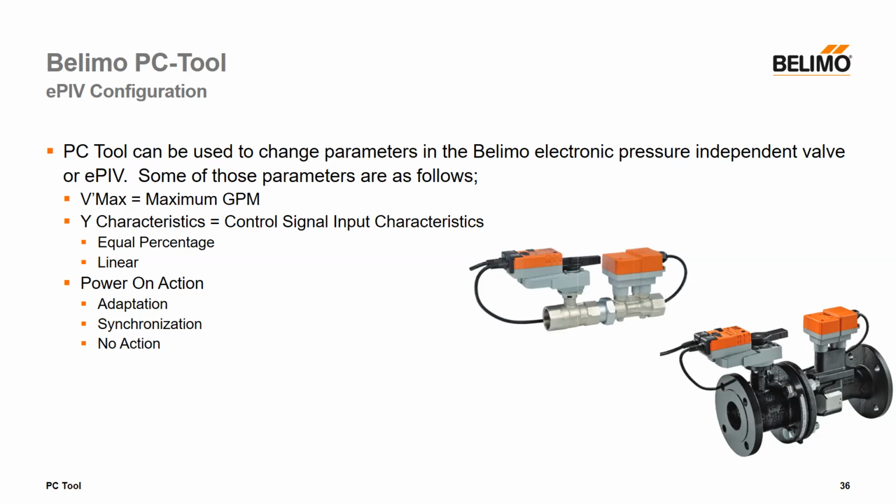So in that case, in a bypass application, using an electronic pressure independent valve, linear flow characteristics are actually very desirable. The linear flow characteristics at 20% command, you'll have 20% GPM, at 50% command, 50% GPM, and so on and so forth. So you'll have a very accurate bypass control, and you'll also have feedback letting you know how much GPM is flowing through the bypass at any given time.